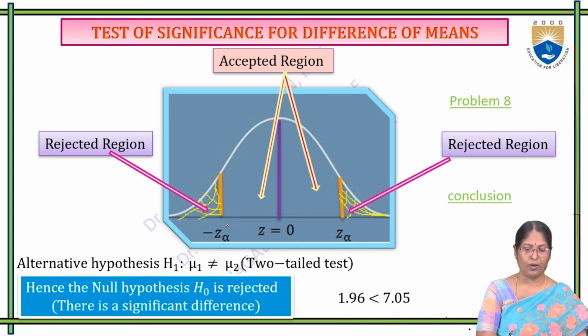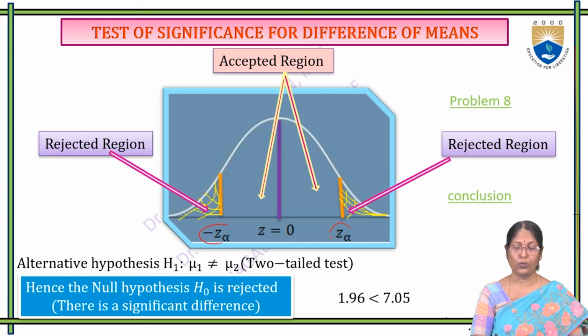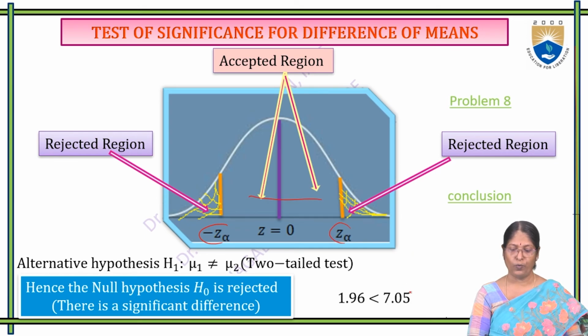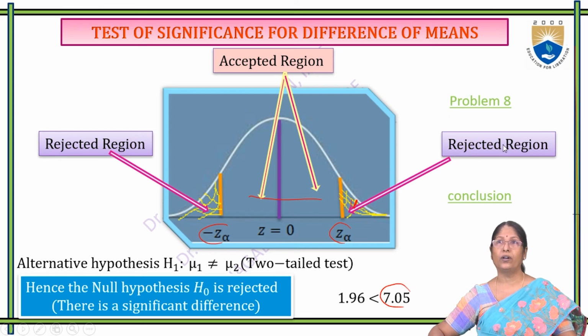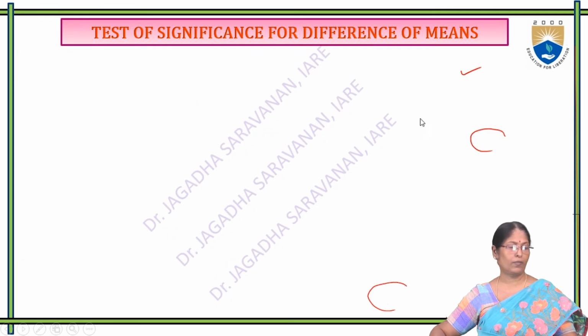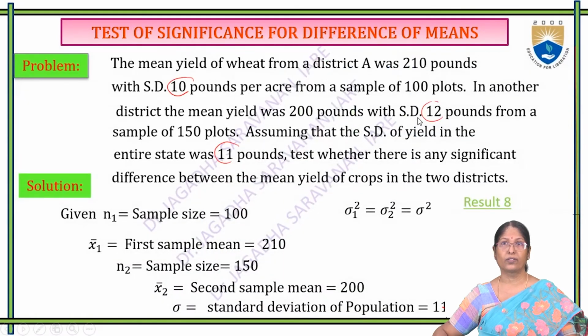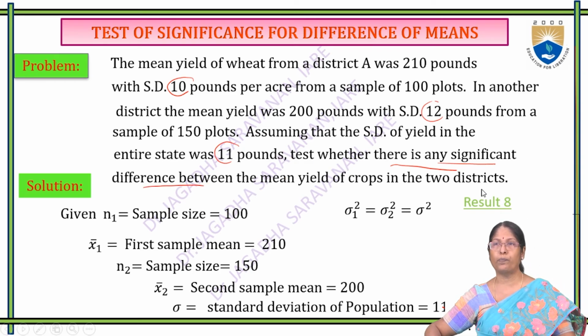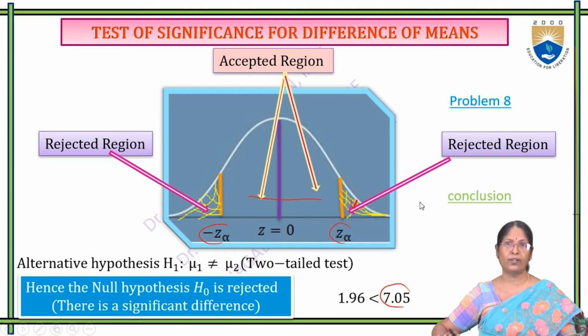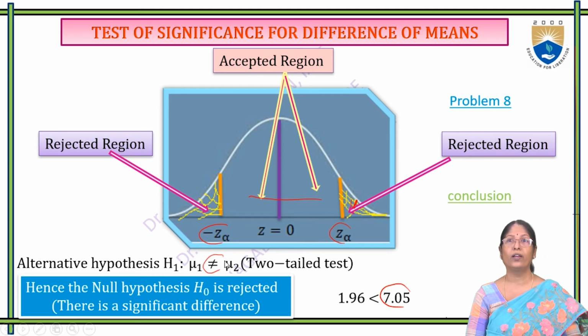Here minus 1.96 to 1.96 is our accepted region, whereas the calculated value is 7.05. This is the region where it falls. So that is our problem. This is the question: is there any significant difference? For that purpose we selected the two-tailed test, and we rejected in such a way, not equal. So, a not-equal two-tailed test.